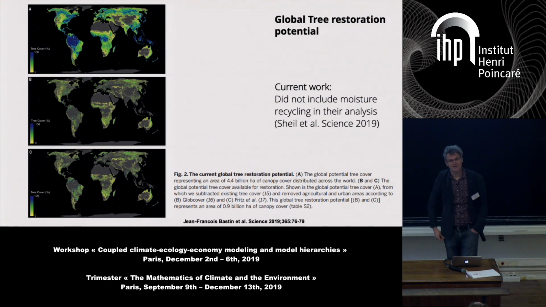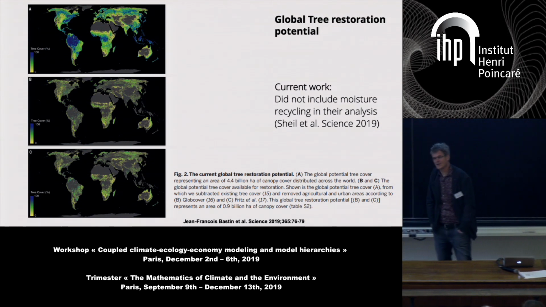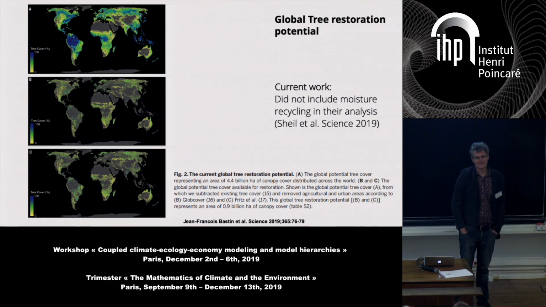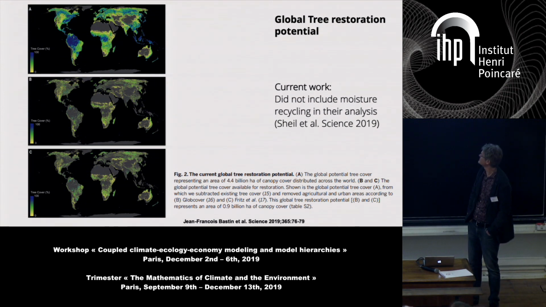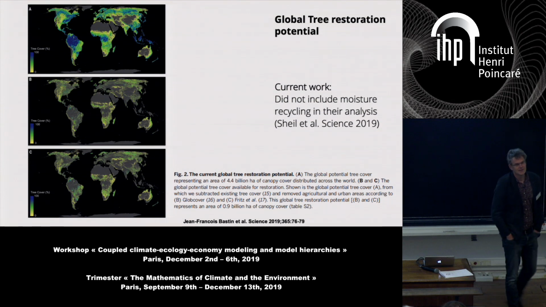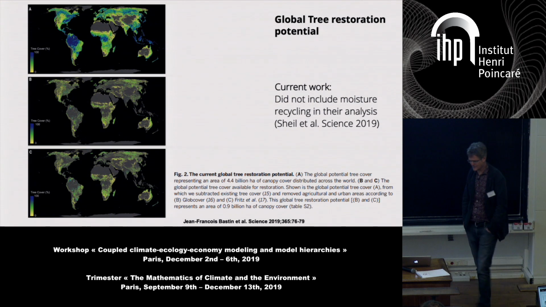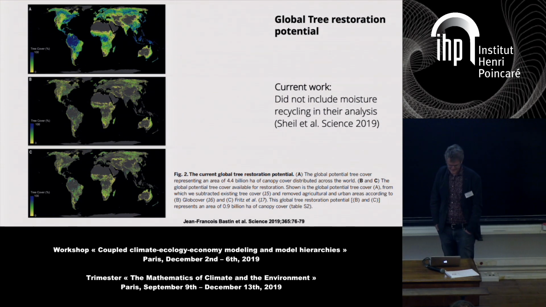And then, of course, there are also people who think, okay, we can try to reforest the whole globe. So this was the work by Bastin et al., just before summer. They made this calculation of a potential global tree restoration. Of course, it is a bit of a controversial paper. There were loads of comments in Science about it.